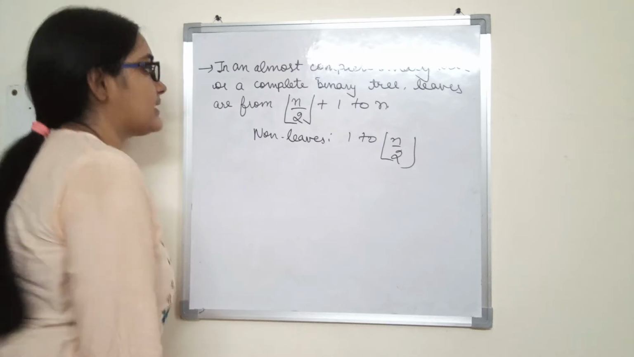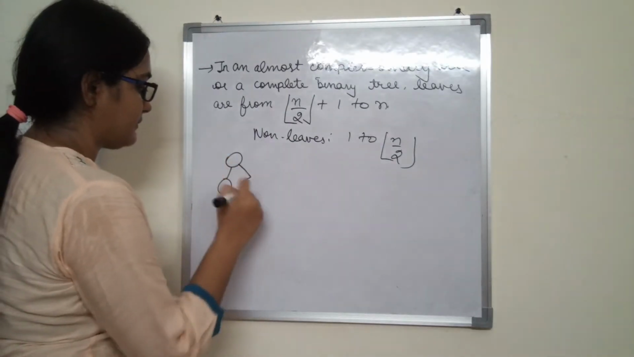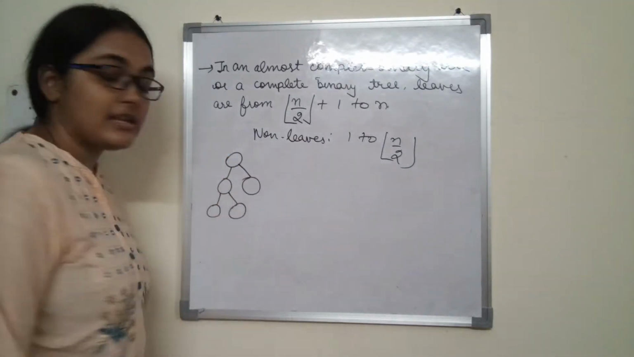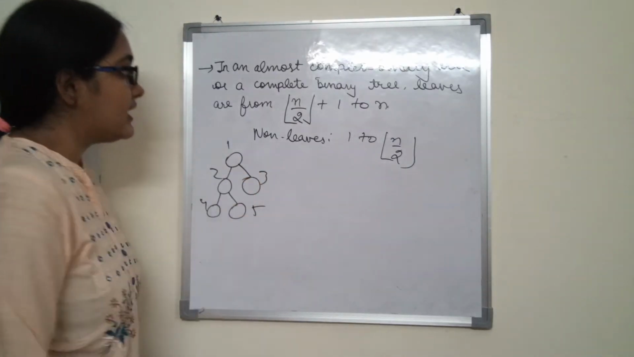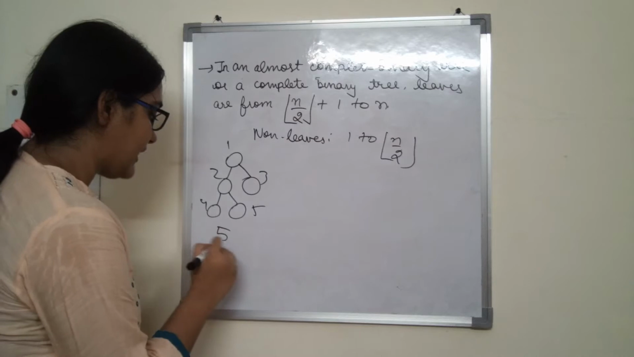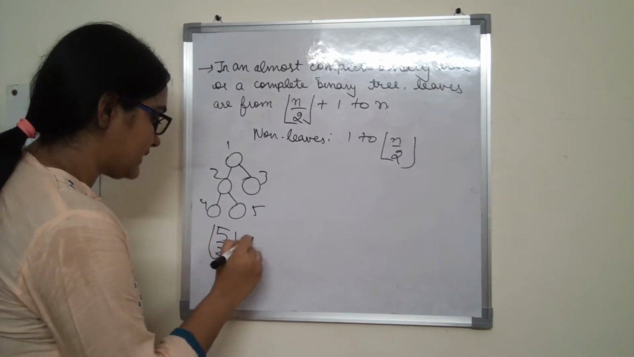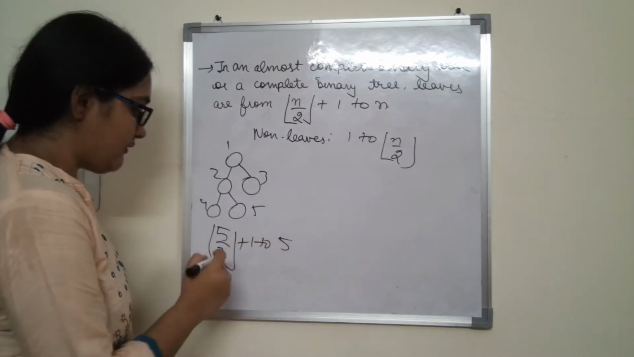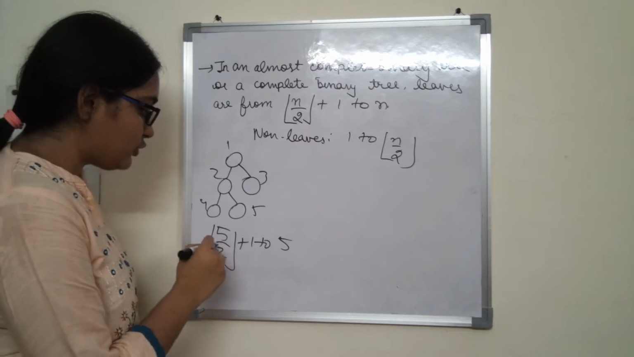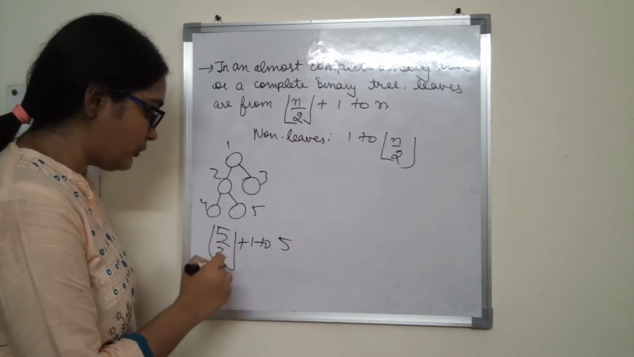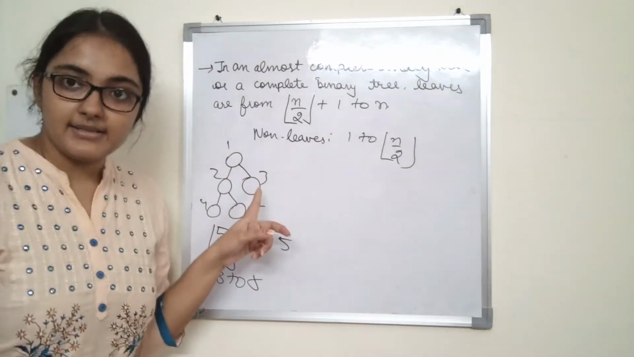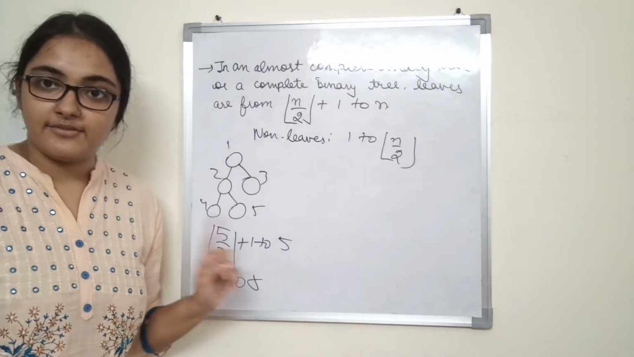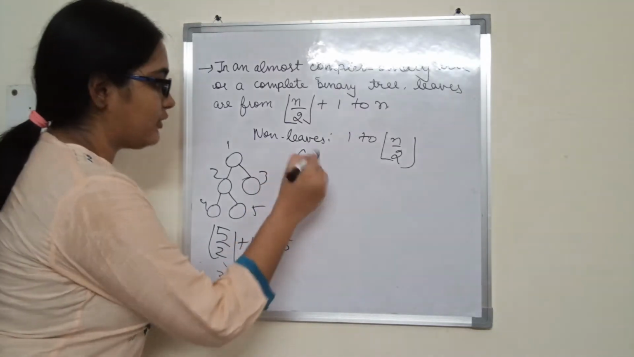Let us see some examples. This is an almost complete binary tree. How many nodes does it contain? 5. So leaves will be from 5 by 2 plus 1 to 5. What is 5 by 2? 2.5. The floor of 2.5 is 2, plus 1 is 3, so 3 to 5 should be leaves. Is this true? 3, 4, 5 all are leaves. True. Let us see one more example.